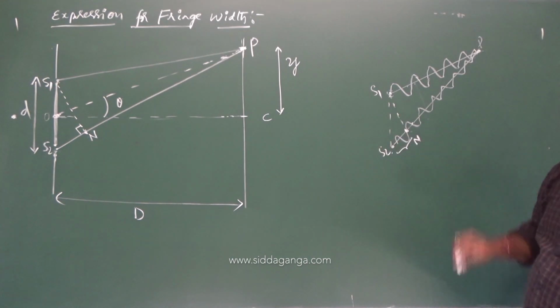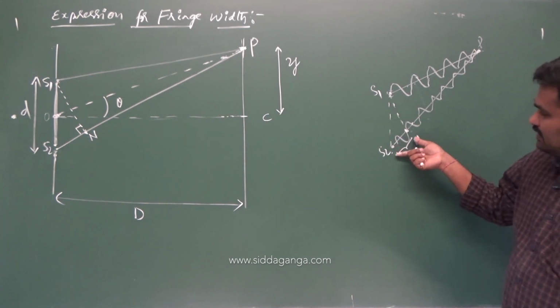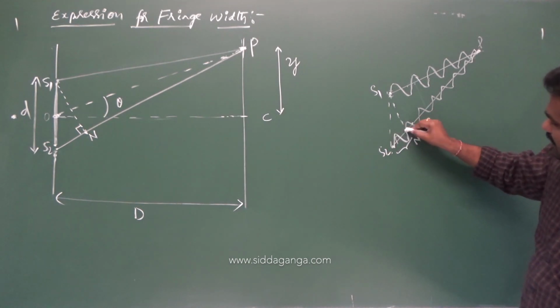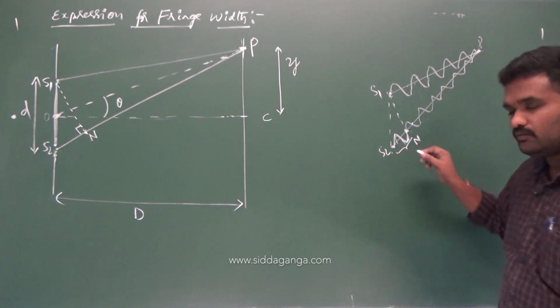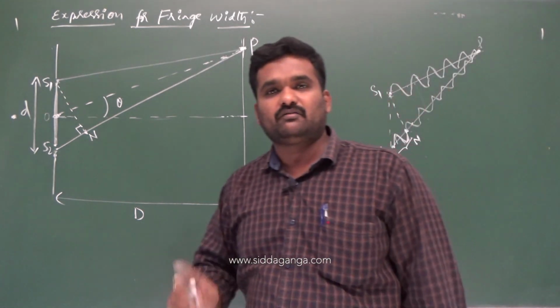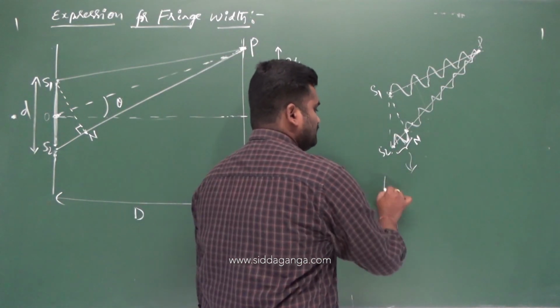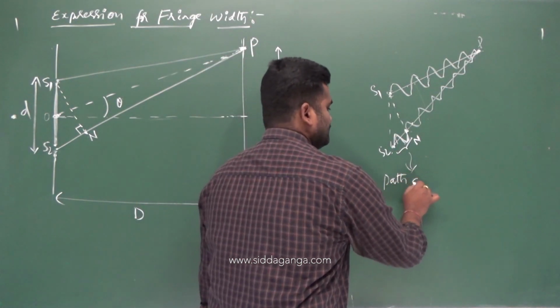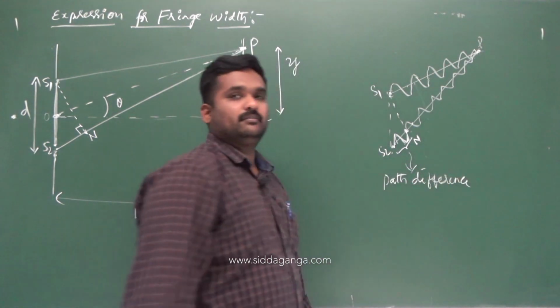This is S2N. Can you tell me what actually this S2N is? S2N has travelled this much amount of extra path. How much extra path has it travelled? What do you call that extra path travelled by one of the waves with respect to the other? That itself we should call path difference. Keep this point in mind.